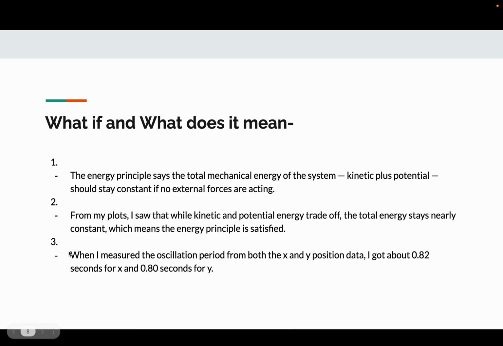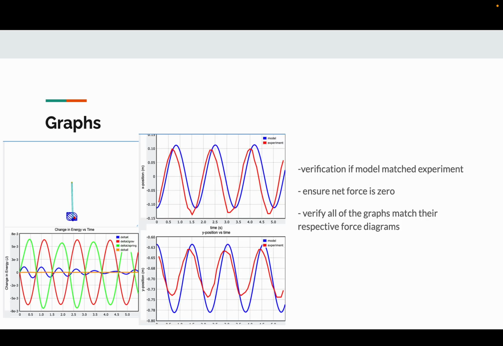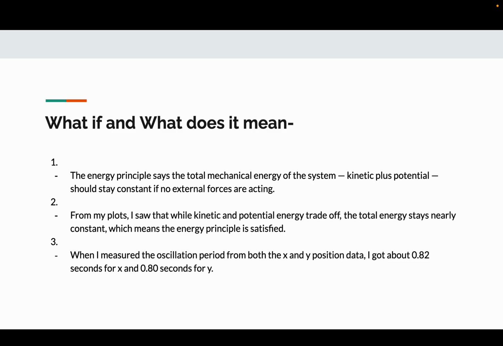The first thing is the energy principle says that the total mechanical energy of the system, kinetic plus potential, should stay constant if no external forces are acting. From my plots, you can see that while kinetic and potential energy trade off, the total energy stays nearly constant, which means that the energy principle is satisfied by my data. And the final thing was, when I measured the oscillation period from the x and y, I got about 0.82 seconds for x and about 0.80 for y.